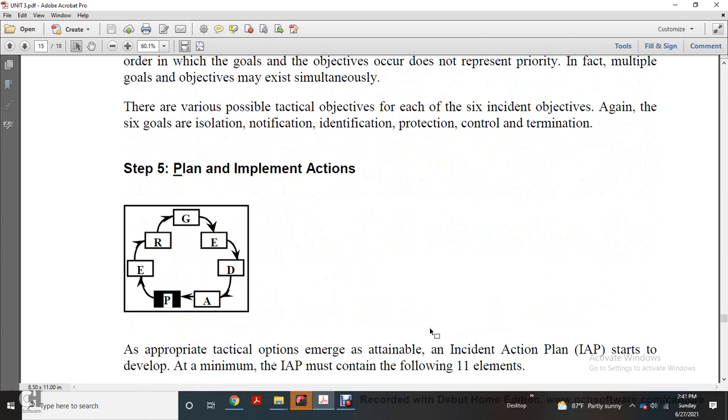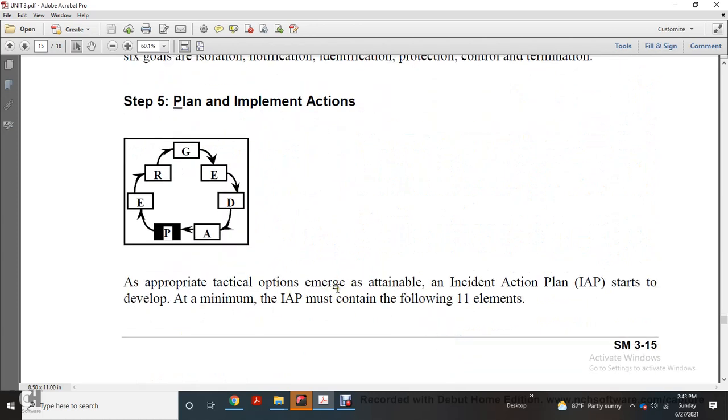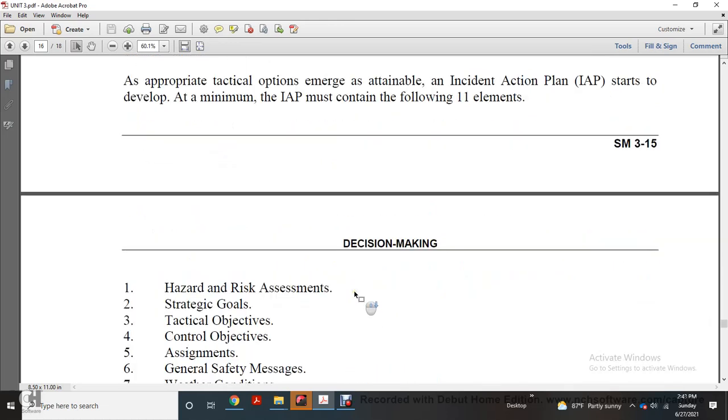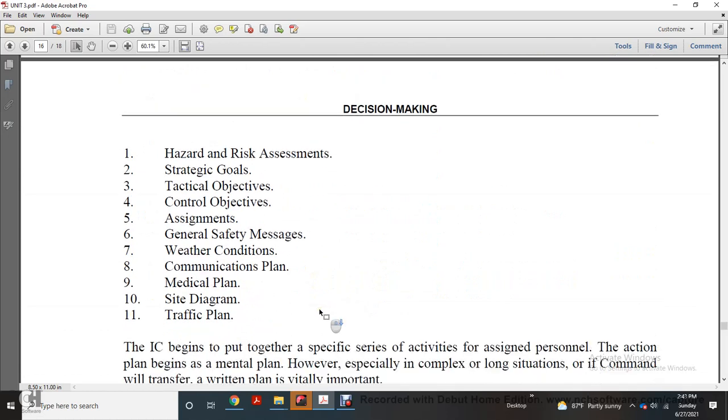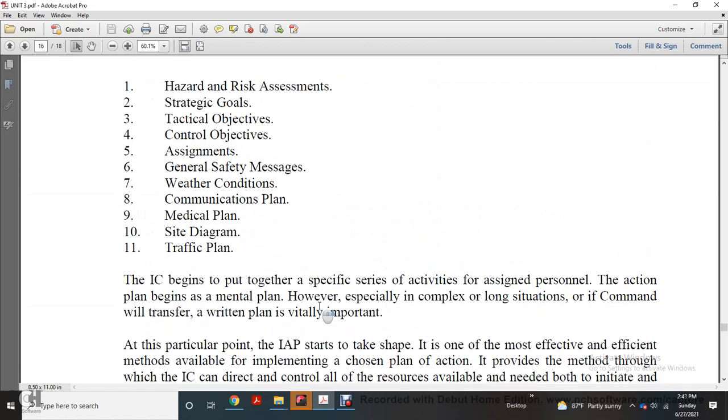Step 5: planning and implementing actions. The appropriate tactical options merge into the attainable incident action plan. Start by developing the minimum incident action plan, which must contain the following 11 elements: the strategic goal, the tactical objective, the control objective, assignments, general safety message, weather conditions, communication plan, medical plan, site diagram, and traffic plan.